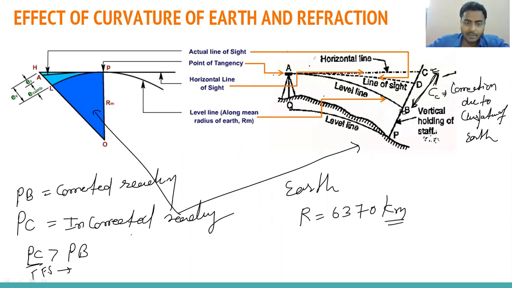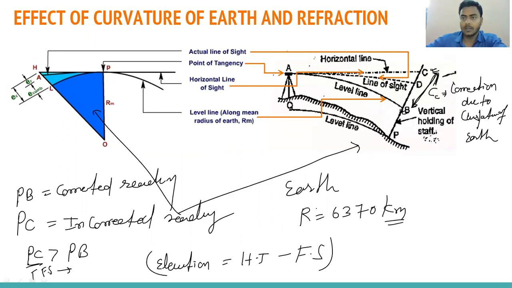How can we get the elevation? So elevation is height of the instrument minus foresight. Okay, so once this foresight value is higher, the elevation will be lower. This value will be lower.